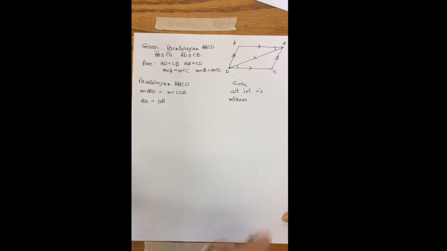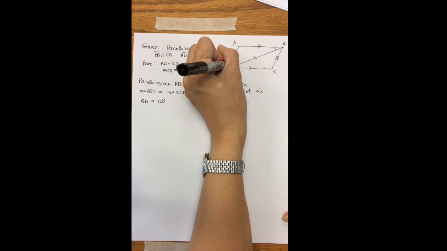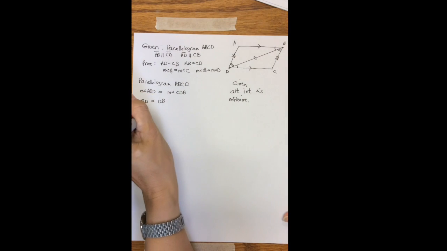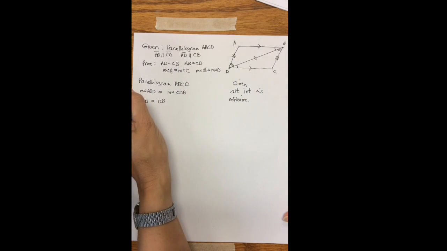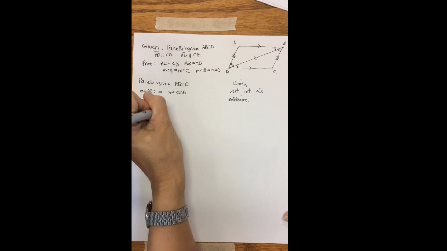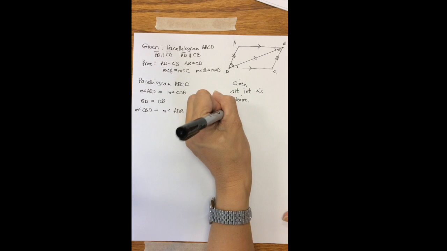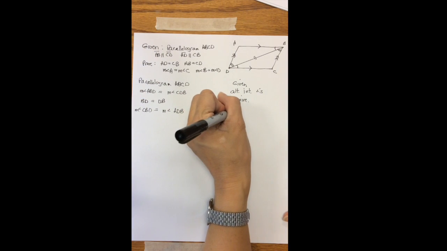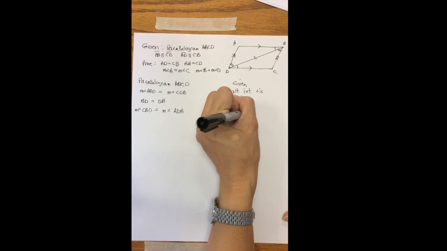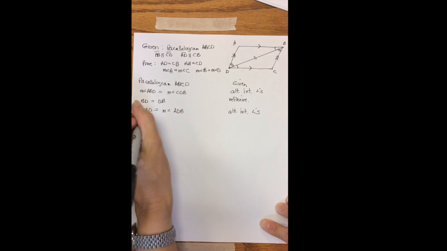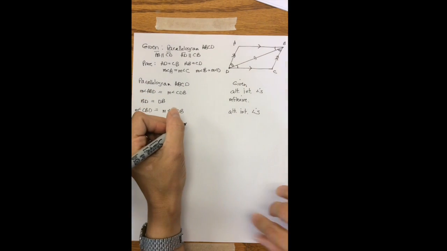Okay, we can do the other parallel lines. So that is congruent to that. We can say that angle CBD is equal to the measure of angle ADB, and they are alternate interior. Now I've got two congruent triangles, which is very exciting.